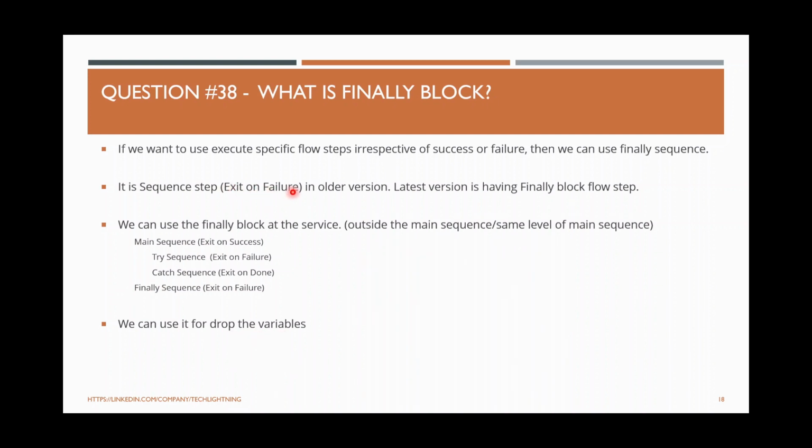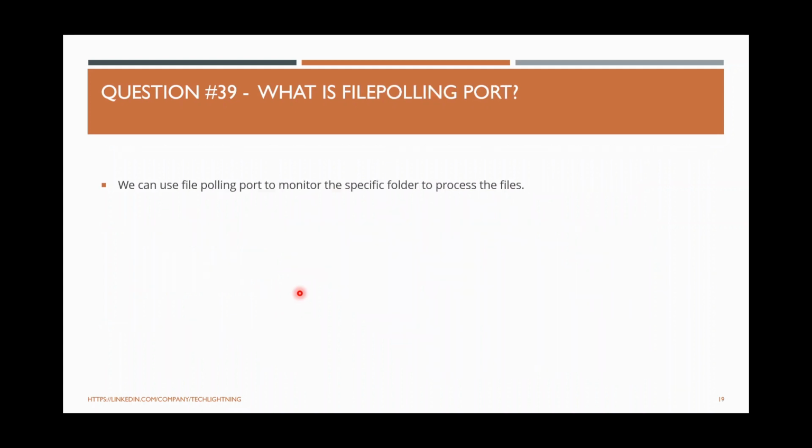In the earlier versions, like 9.x or 8.x, we used a finally sequence in order to achieve that. But in the latest version, we have something called a finally block as well, which you can use to achieve the finally behavior in webMethods. I'll move on to the next one.